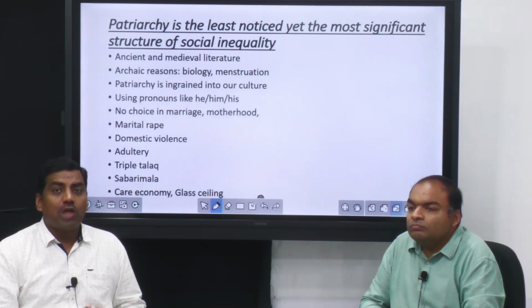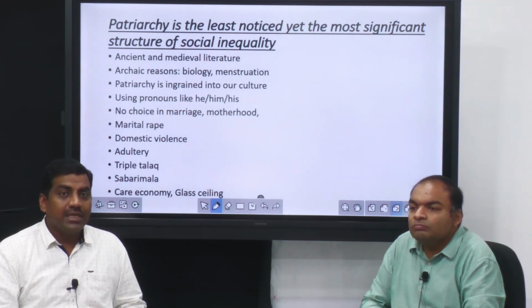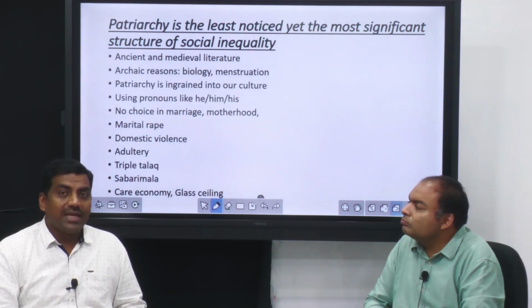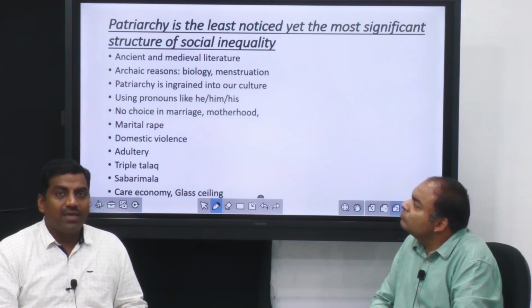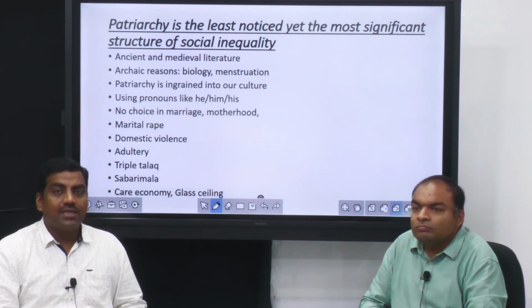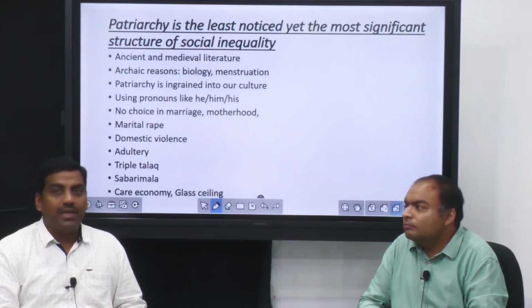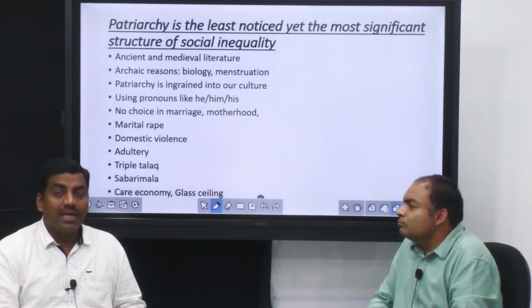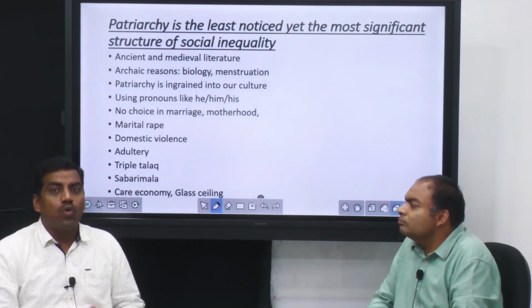So when we talk about other inequalities, the worst form is this gender inequality, because here we are cutting the whole society into two, that is male and female. Other types of inequalities have many divisions, but here we are directly cutting into two halves.